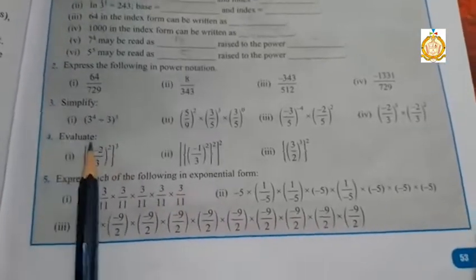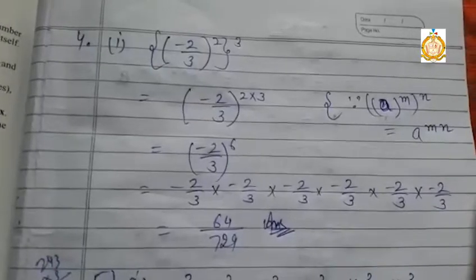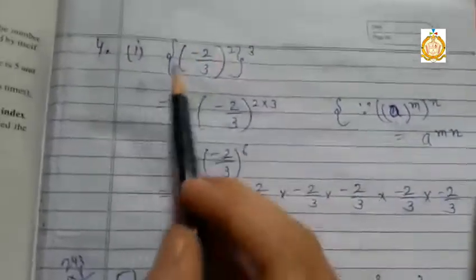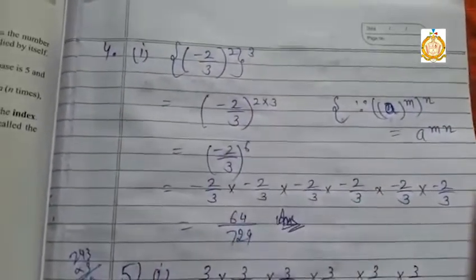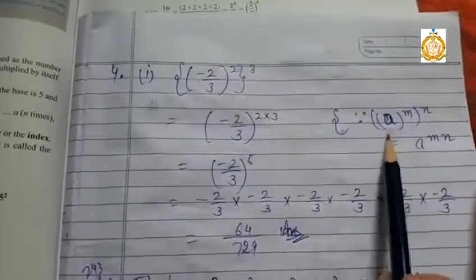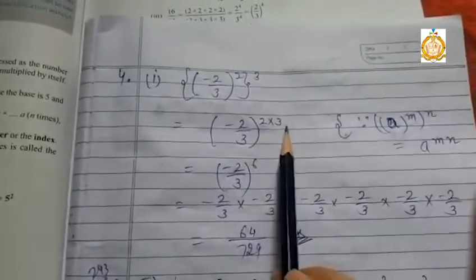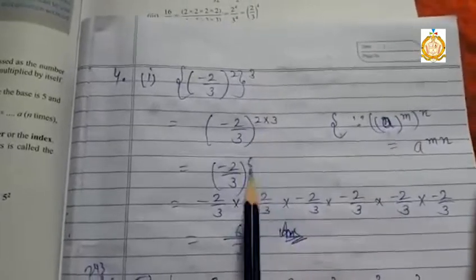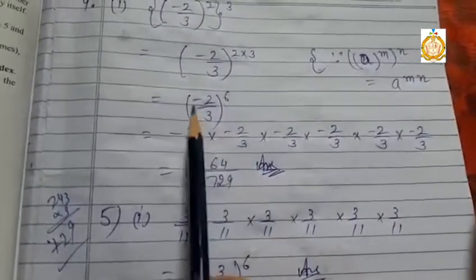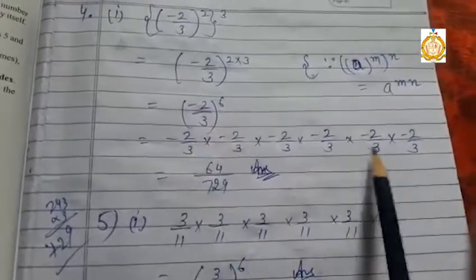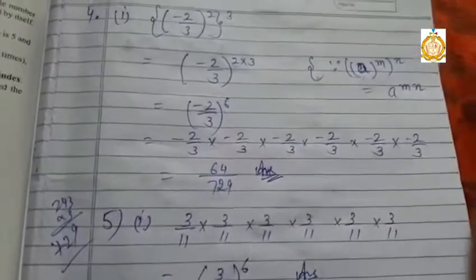In the fourth sum we have to find the value, that is, evaluate. In this sum we are given with minus 2 upon 3 raised to power 2, whole power 3. So by the laws of exponents we can multiply these powers. 2 into 3 is 6. Now solving it, again writing it 6 times and multiplying.